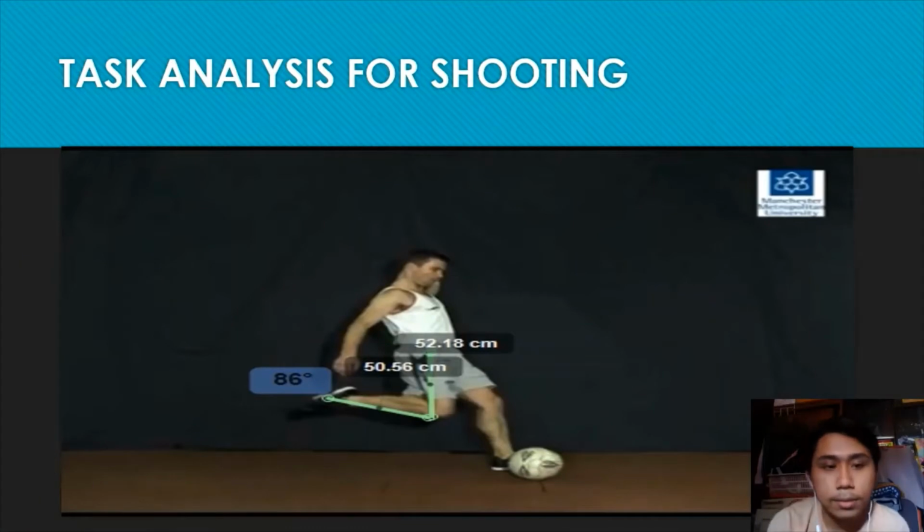Okay, the next slide is about task analysis for shooting. As you can see, there is a picture of the subject about to make a shot. This is the angle of the leg before the shooting started. Basically, the angle of the leg is 86 degrees.